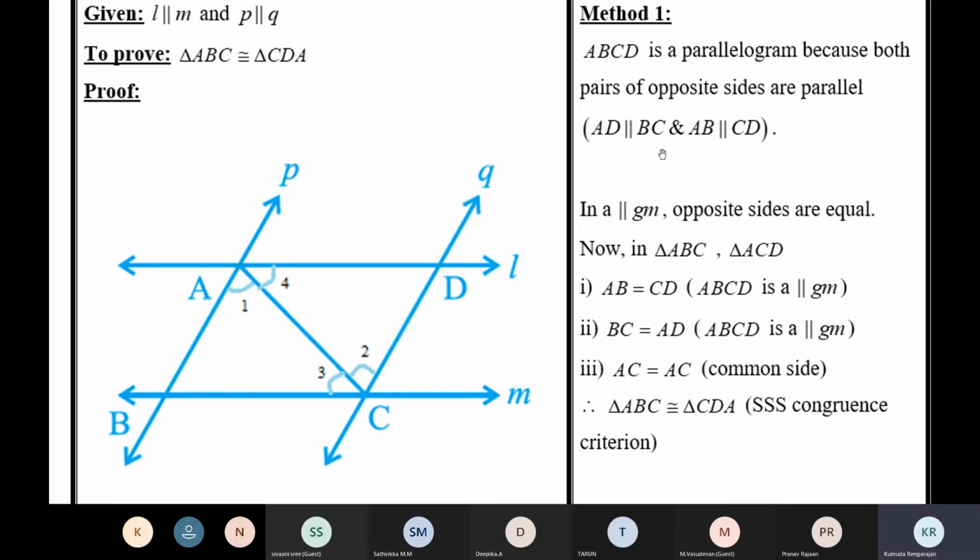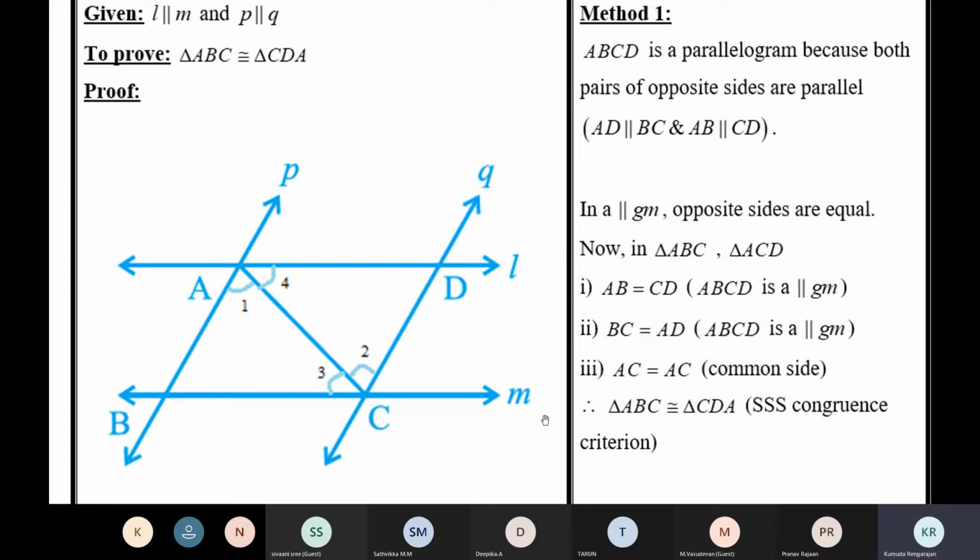So AD is parallel to BC. The opposite sides of the quadrilateral ABCD are AD and BC, and they are parallel because they are parts of the lines L and M. Similarly, the other pair of opposite sides are AB and CD. AB is a part of P. CD is a part of Q. So since P is parallel to Q, any part of P, AB, will be parallel to any part of Q, CD. So AB is parallel to CD.